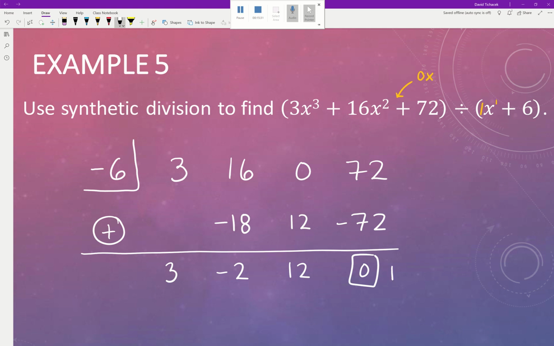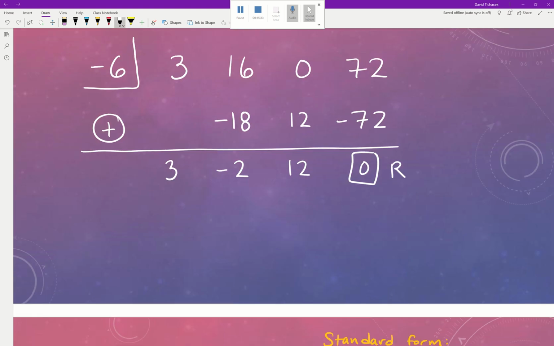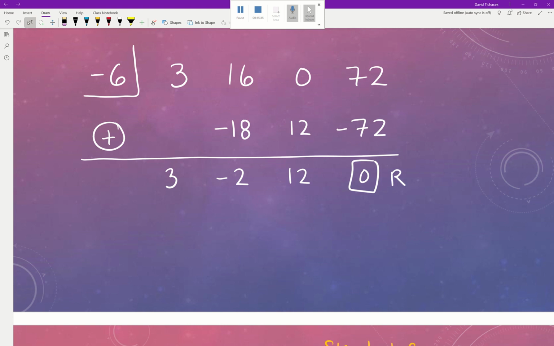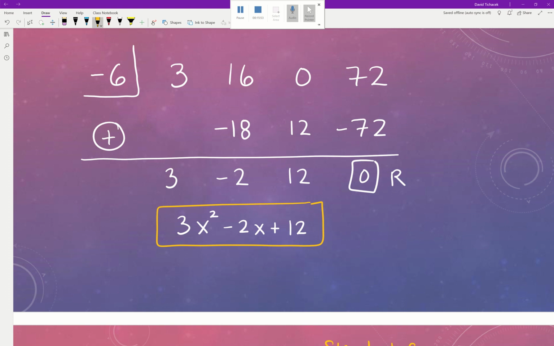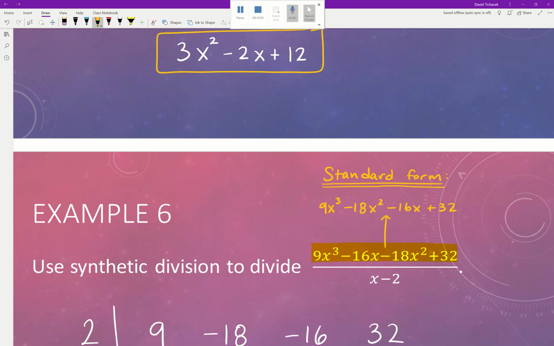Now remember that last number is, of course, the remainder, and the numbers that we got here as the result are the coefficients and constant of my quotient. So I like to work backwards. We have our constant, and then we have our x term coming before that, and then we have our x squared term coming before that. So there's our quotient, and because our remainder is just equal to 0, we're not going to write 0 over our divisor. We're just going to write this as the final result for the problem.